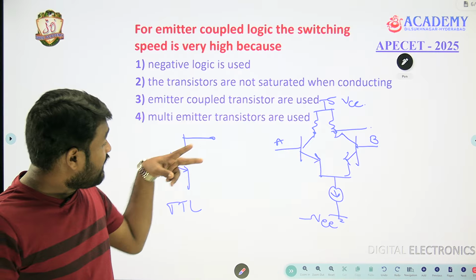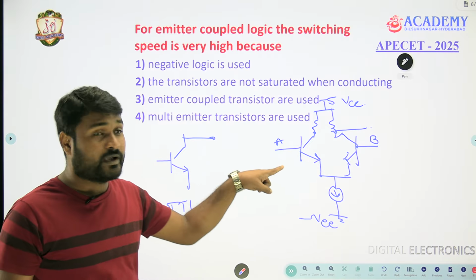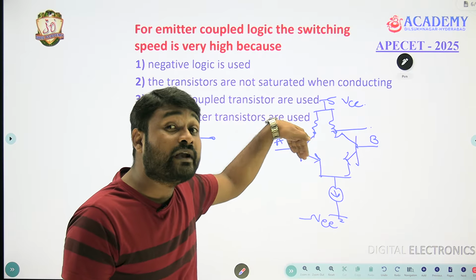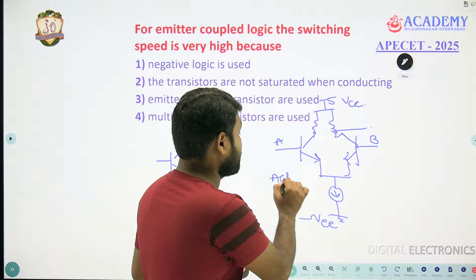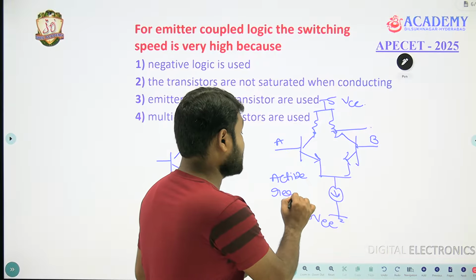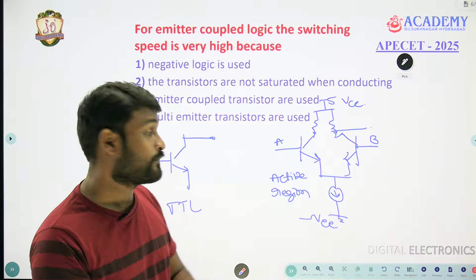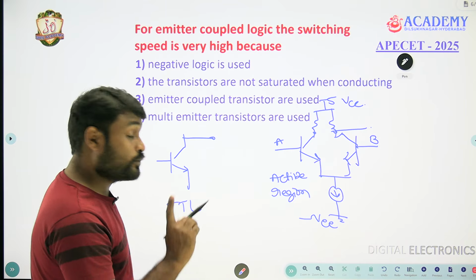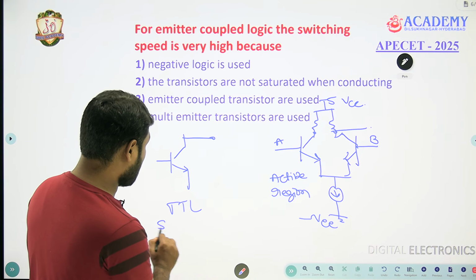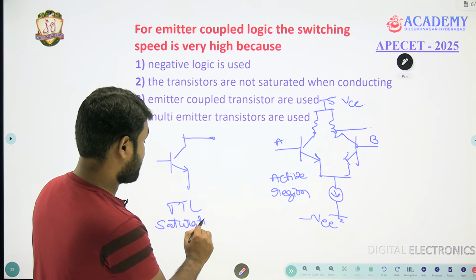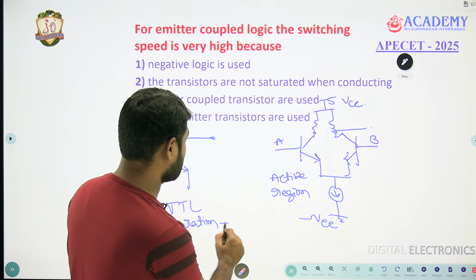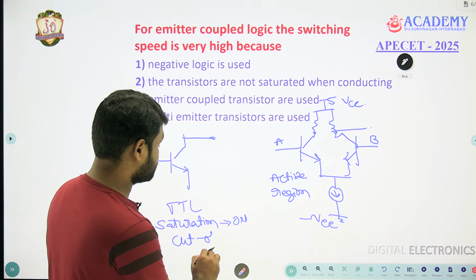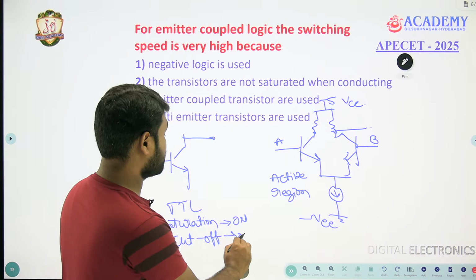In this kind of circuit you will have two transistors. When one is turning on, the other will be turning off, and the transistors operate in the active region, not in saturation and cutoff. Whereas in TTL, when you want to turn on the transistor, it will operate in the saturation region. When you want to turn off the transistor, it will be in cutoff mode. Cutoff mode is for off.